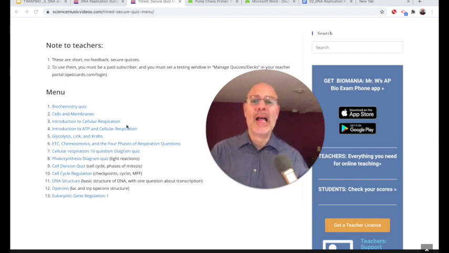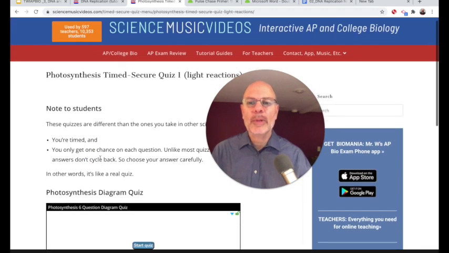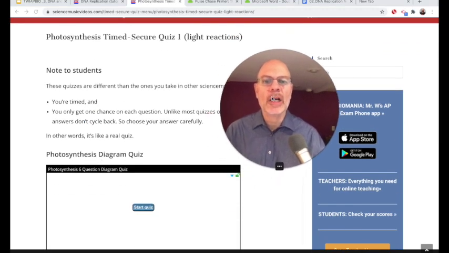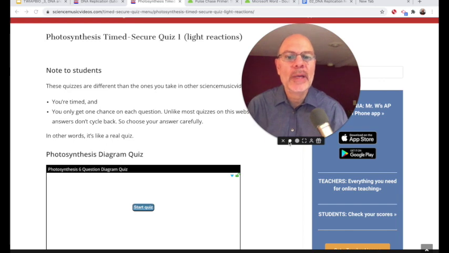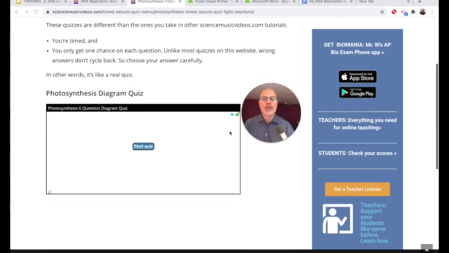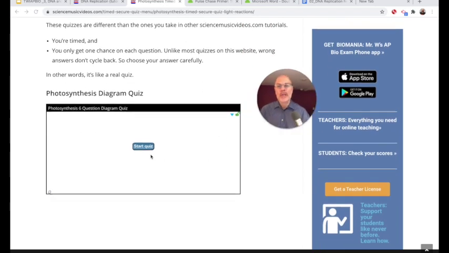I don't think that the College Board is going to be buying our technology anytime soon, but if you want to give your kids a quick quiz and feel pretty high confidence that you're getting a good reflection of what they're learning, well, this is what you can use. So, for example, here's a photosynthesis diagram quiz. Now, I'm already logged in as a teacher, so you're not really going to get a sense of this, but if I weren't logged in as a teacher, then I wouldn't be able to access this. And so what you do is you open up a timing window, and then you click Start Quiz.